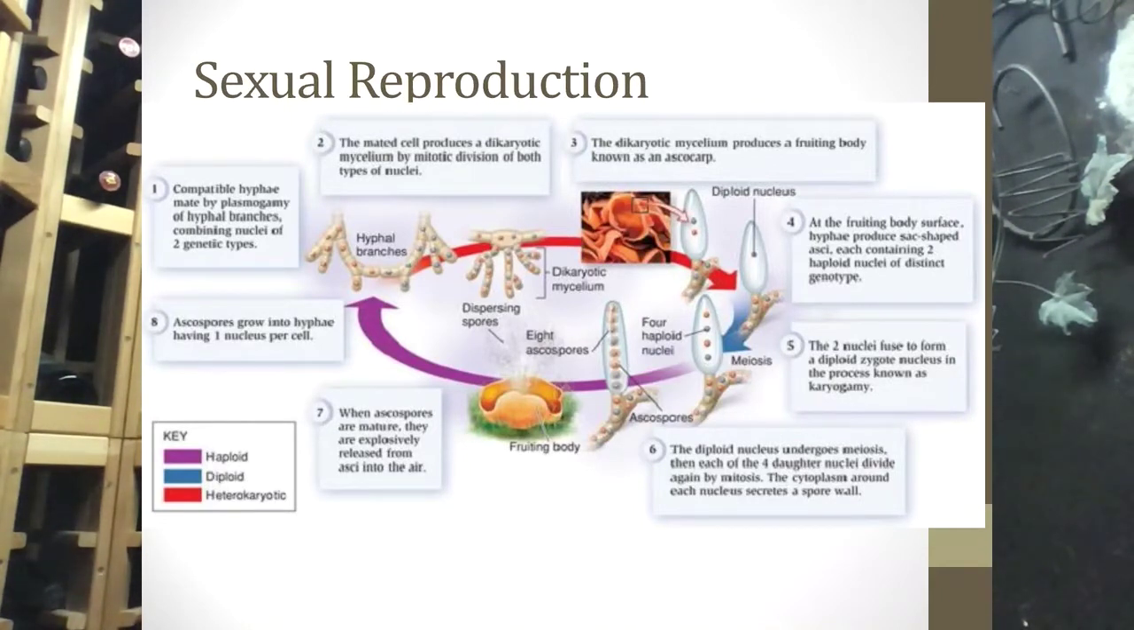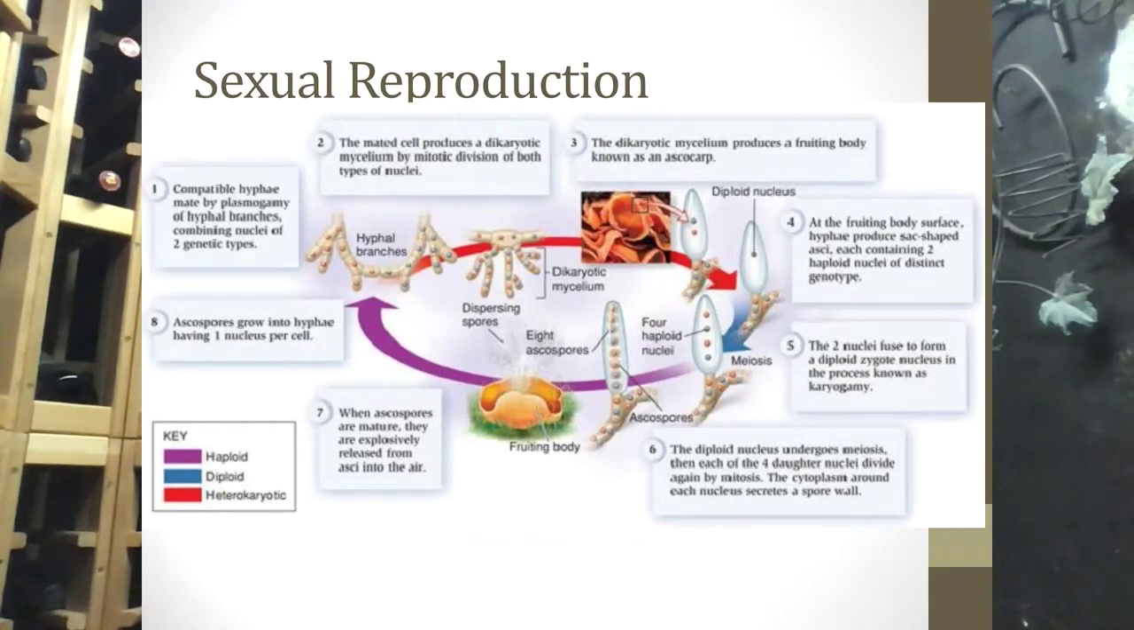Then look at number 3. Some of the dikaryotic mycelium will start to produce the fruiting body known as the ascocarp. The ascocarp begins to develop, forming mostly what we see as that cup-like structure. Within that structure, the hyphae are producing those little sacs called asci, and they contain the haploid nuclei that they got from the merging of the two hyphae.